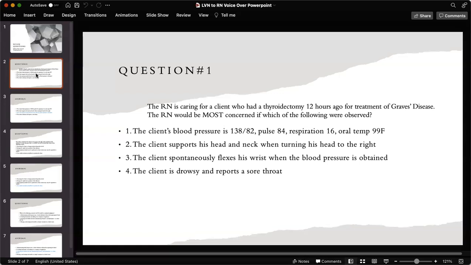Okay, so which one of these makes the most sense with the question that I am being asked here? So again, I like to read it. The RN is caring for a client who had a thyroidectomy 12 hours ago for the treatment of Graves' disease. The RN would be most concerned if which of the following was observed? So which of these am I going to be the most concerned about? So of course, I know I'm looking for things like thyroid storm.